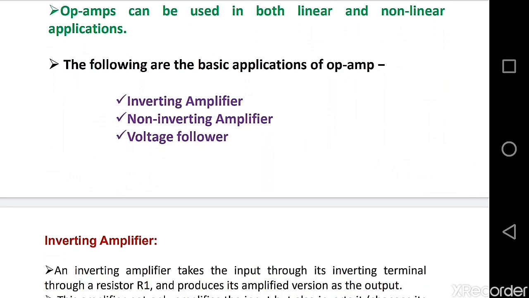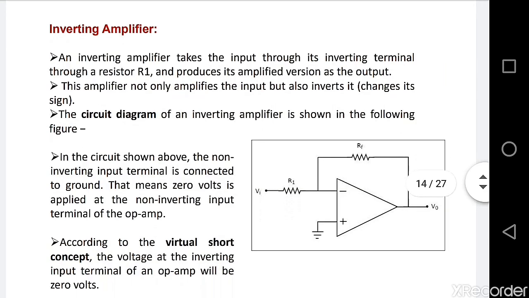Next, the following are the basic applications of op amp: inverting amplifier, non-inverting amplifier, and voltage follower. Inverting amplifier. An inverting amplifier takes the input through its inverting terminal through a resistor R1 and produces its amplified version as the output. Here we'll see the figure.